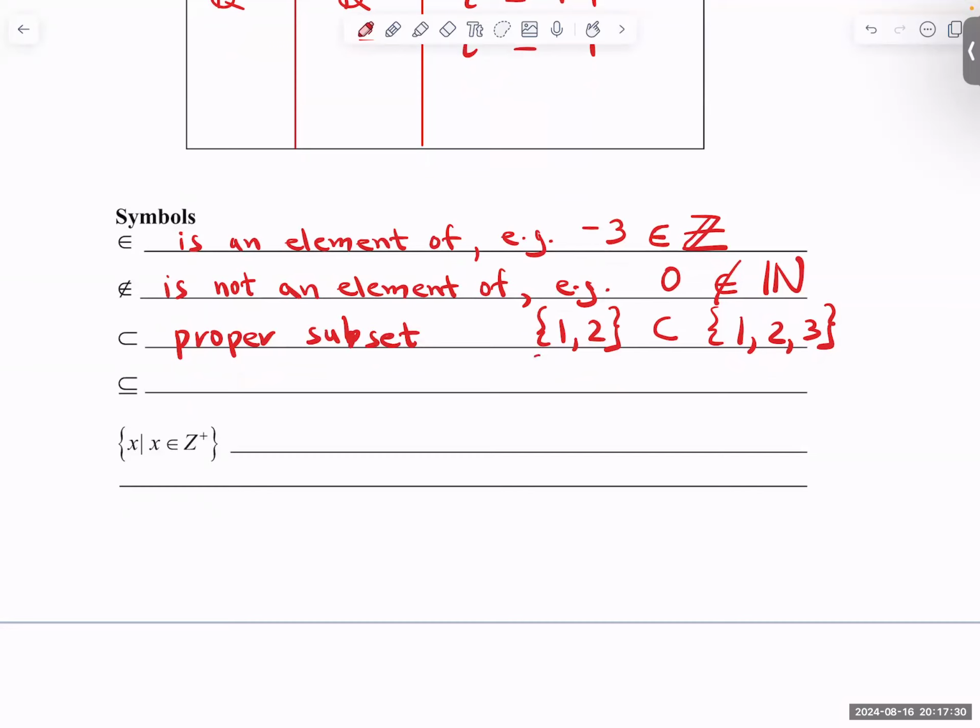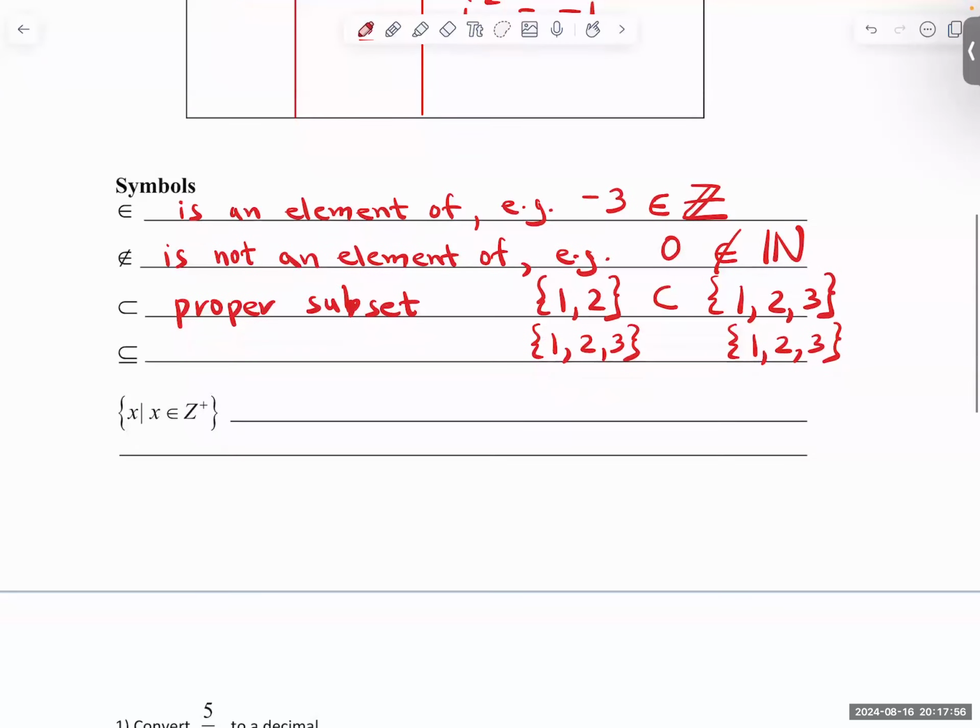Whereas if we include the element 3 in the first set, now every element of the first set is contained in the second set, and they have the same elements. So in a sense, they're equal. That's why we have what looks like an equals bar. And we'll call this symbol subset. So the set {1, 2, 3} is a subset of the set {1, 2, 3}. And furthermore, they're equal because they have the same elements.